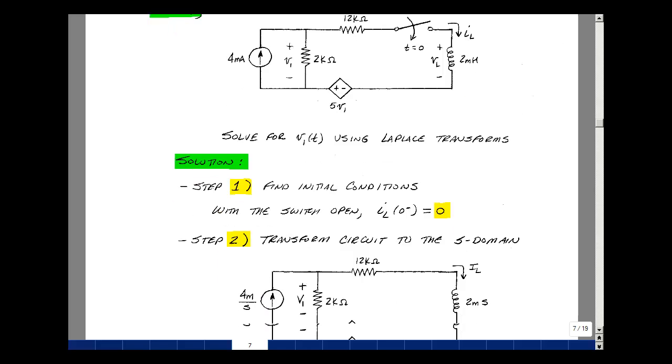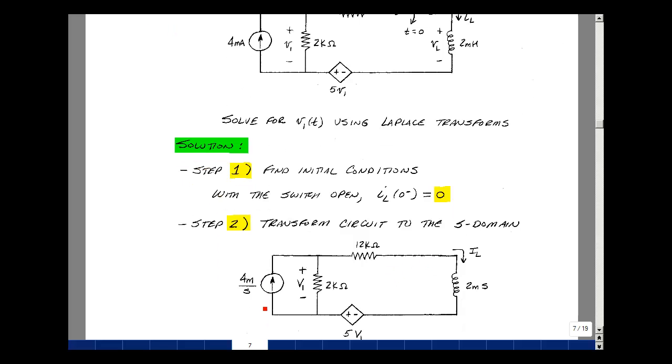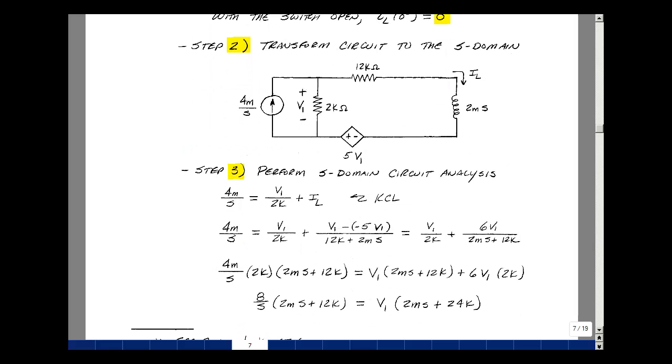So our switch closes, and we connect up this part of the circuit. I get a 4 milliamp current source, which now becomes a step. Our voltage V1 of t becomes V1 in the S domain, and our other components just remain what they are. Next step is to perform an S-domain analysis. So I want to solve for V1.